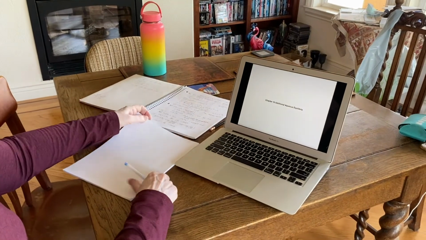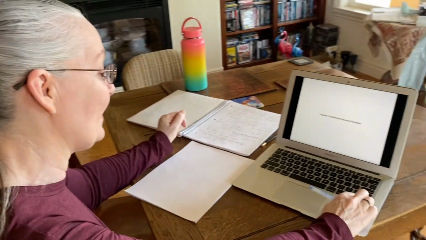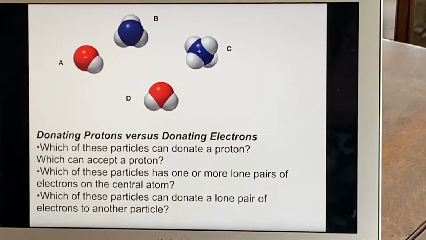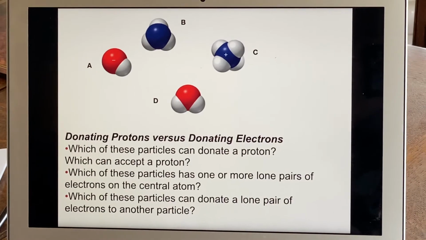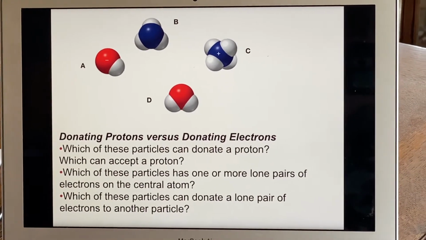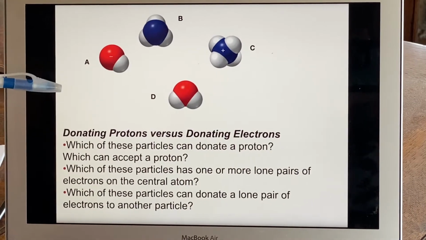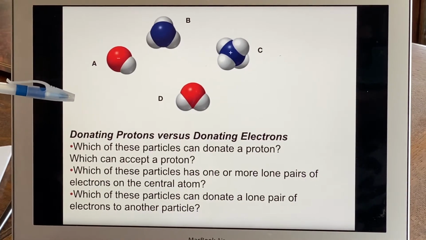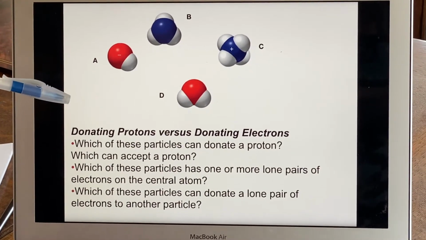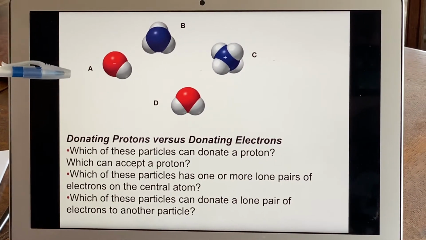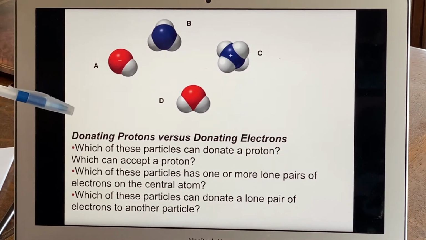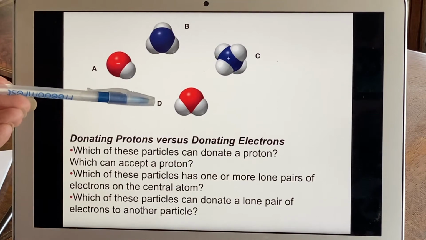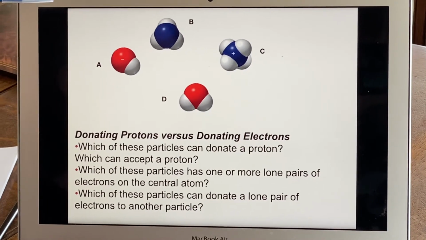We turn our attention to chapter 16 and even more equilibria problems. We'll start with just a little bit of review, essentially, although you could think of it as being something that we're going to work on too. We're reminded that in a Lewis acid and Lewis base, or a Bronsted-Lowry acid base, we're talking about the idea of donating protons in the case of the Bronsted-Lowry and donating electrons in the case of a Lewis acid base situation.